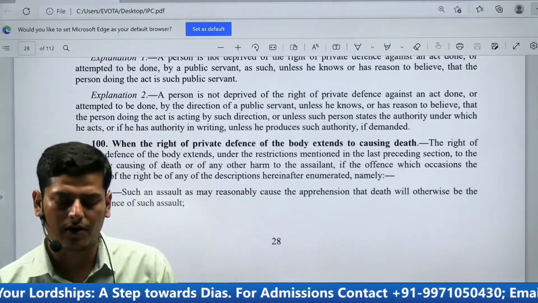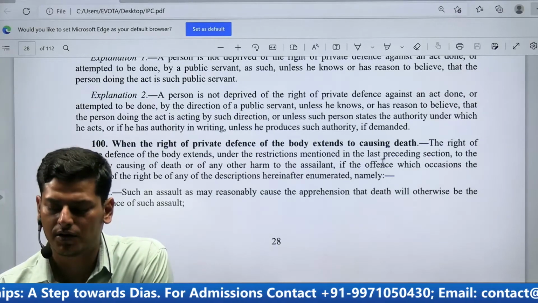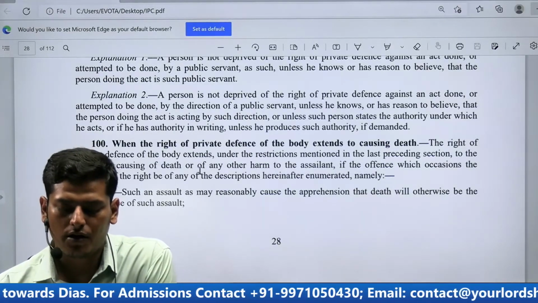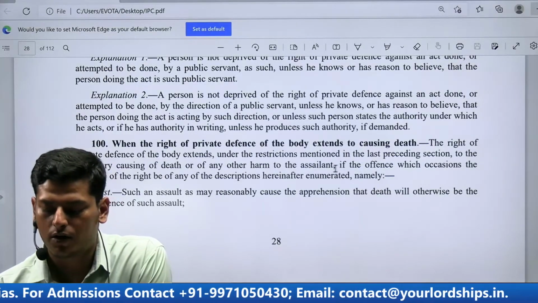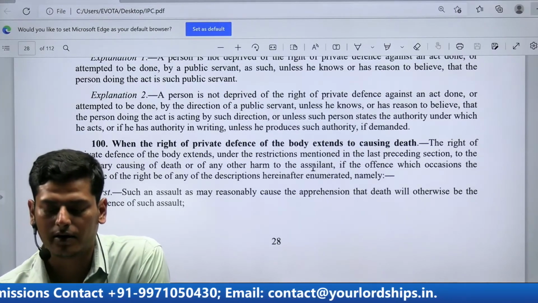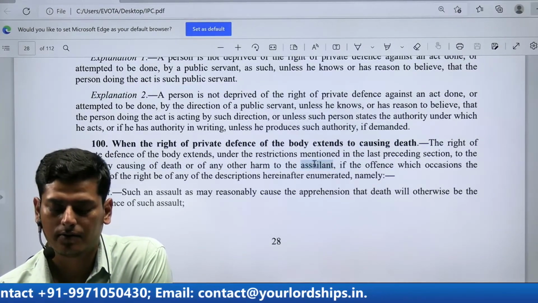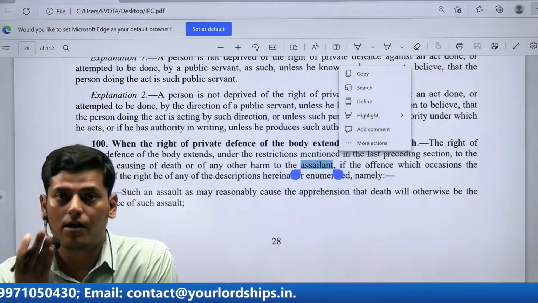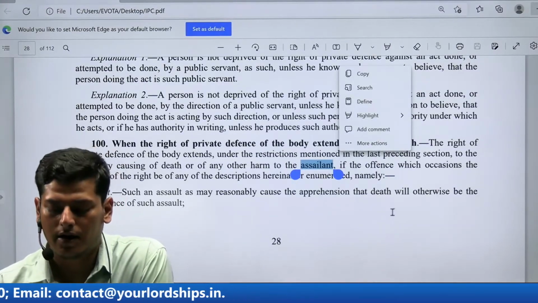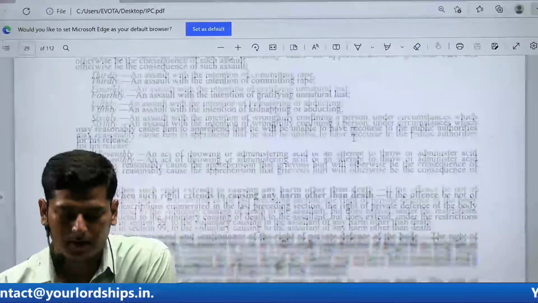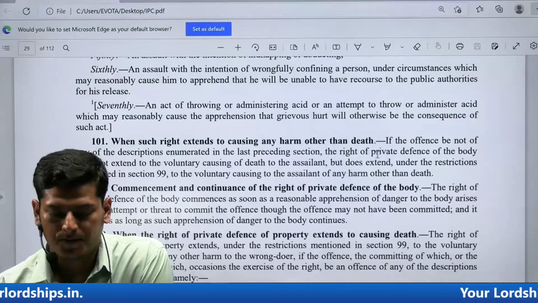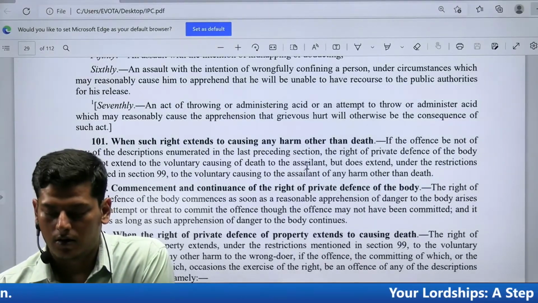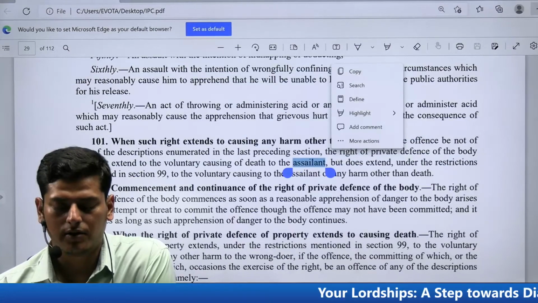Here you will see the right of private defense of the body extend under the restriction to the voluntary causing of death or any other harm to the assailant. Here the word mentioned is assailant. Against whom the right of private defense is extended? Against the assailant. Similarly, in 101 we will see to the assailant. Here it is mentioned.